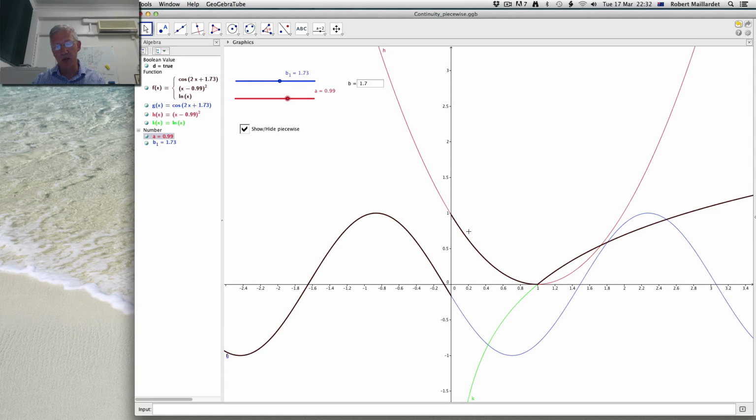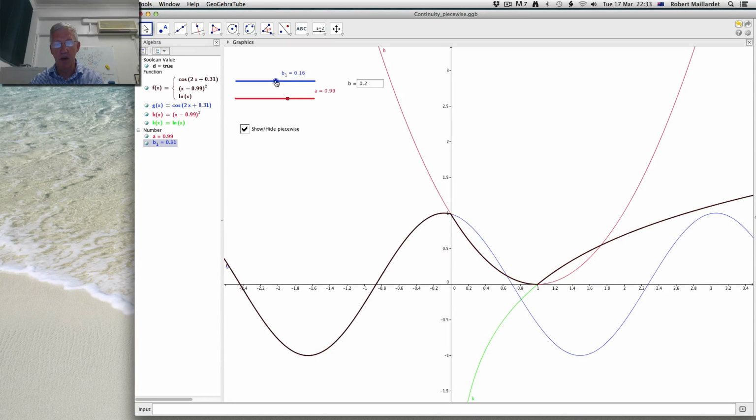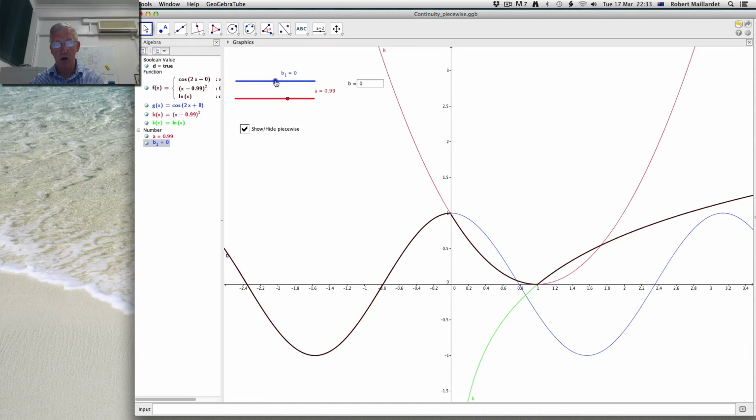It's pretty close there. And then here you might say, well, how can I get the cosine function to meet the parabola? Now, if the parabola is 0 there, it turns out that it's exactly 1 here. And the cosine does reach 1 at a number of points. Okay, so b equals 0 will do. And you can see there, the black piecewise defined function is nice and continuous everywhere.